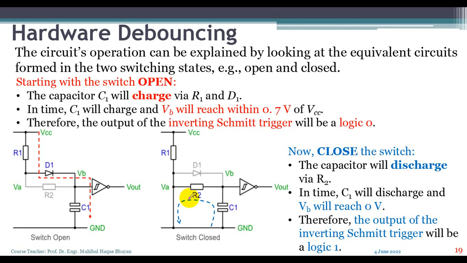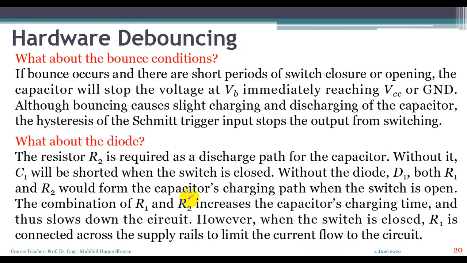That means if you want the open state, the capacitor is ensuring it is the open state. When you want the closed state, the capacitor is ensuring that it is the closed state, because the voltage of a capacitor cannot change instantaneously. It takes time. So we take advantage of this property of the capacitor. That gives a delay, which means it avoids the bouncing effect. So the hysteresis of the symmetrical input stops the output from switching.